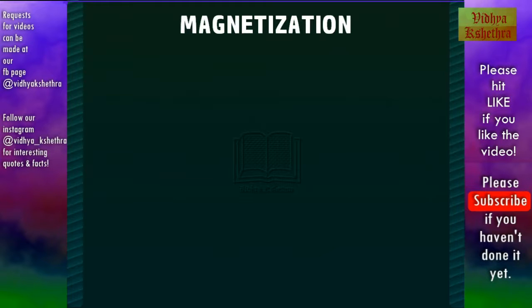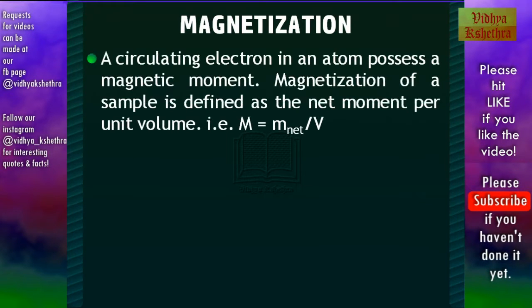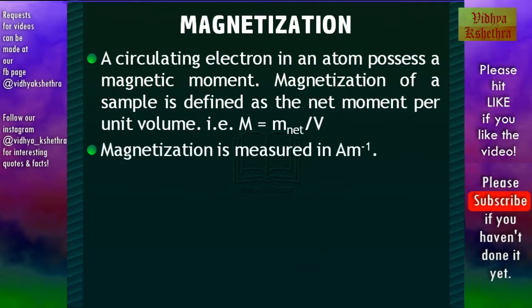Now we can see the concept of magnetization. A circulating electron in an atom possesses a magnetic moment. Magnetization of a sample can be defined as the net moment per unit volume. That is, capital M, which is used to denote magnetization, is equal to M net divided by V, where V is the volume. Magnetization is measured in amperes per meter.